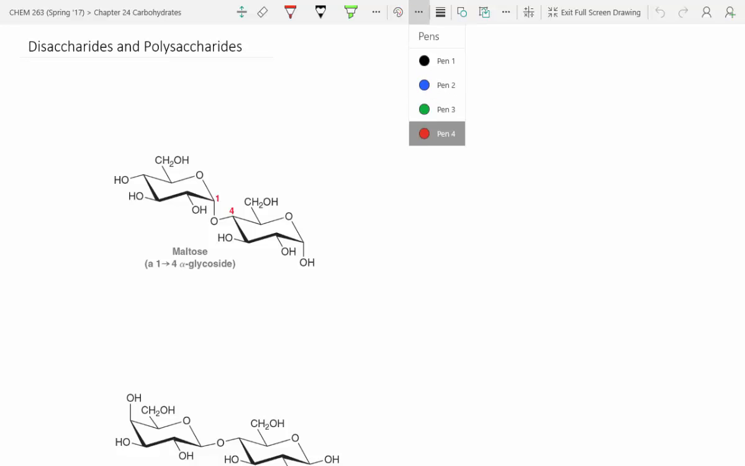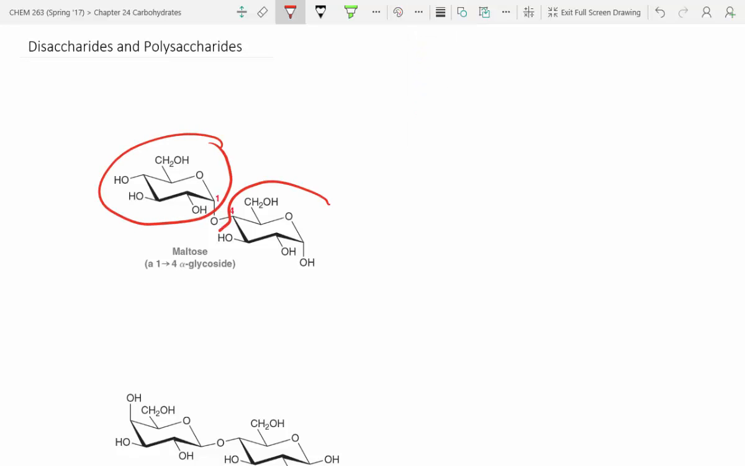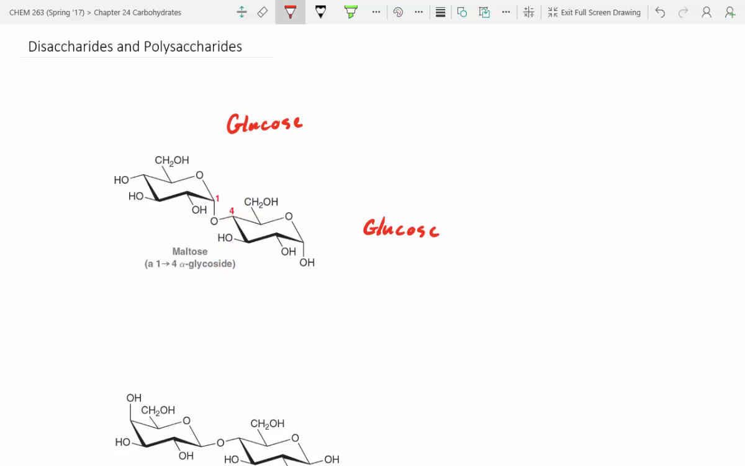And specifically, if we look at this, maltose has two sugars, right? What sugars do these look like? Glucose. Okay, and now what we need to do is look at how they're linked together. So in particular, I'm going to focus primarily on this linkage right here. If we look at that linkage, would you call that an alpha or a beta linkage? Alpha. Looking at the name too, they call it a 1,4-alpha glycoside, right? That means it's an alpha linkage.